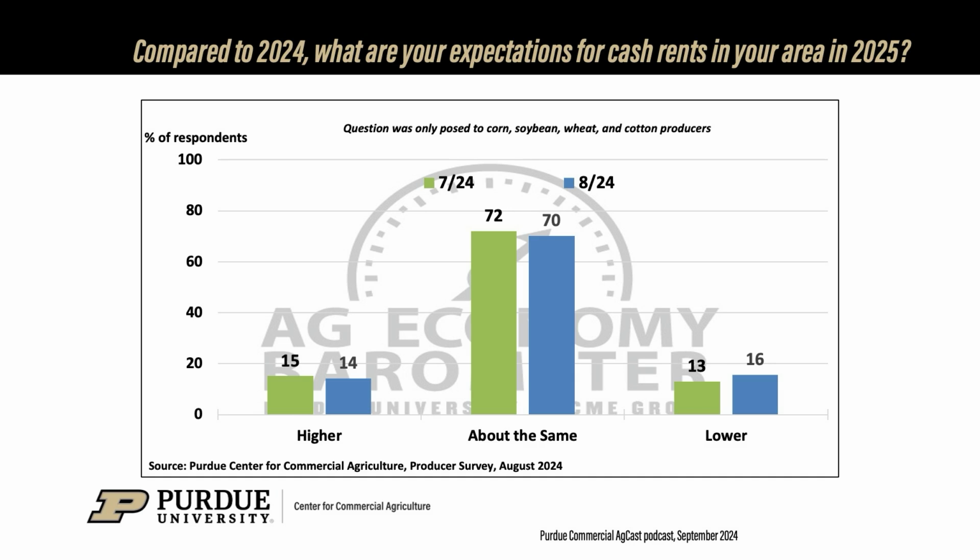Yeah, I'm still a little surprised. Essentially 70% in August and 72% in July said that cash rents would be about the same. It's hard to tell what they interpret as about the same. Is that a tight band around zero? We don't ask that specifically, at least we didn't on this survey. And there was only about 15% both times that thought cash rent was going to be lower, and that's what surprised me a little bit.